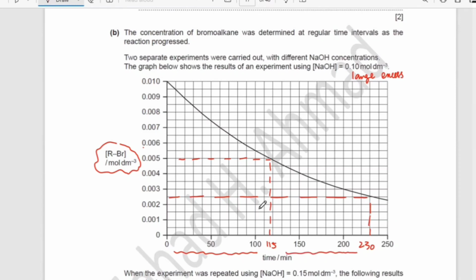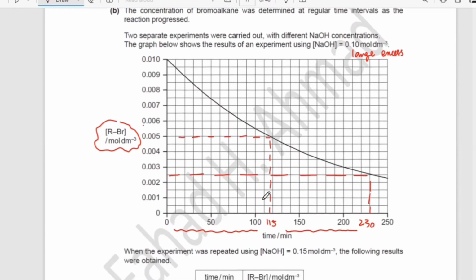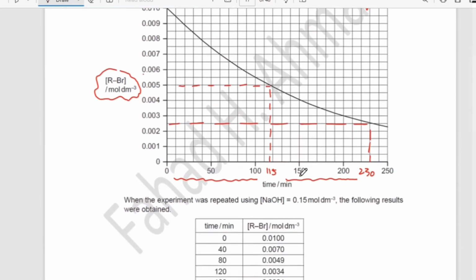So constant half-life, what is the order if it's a constant half-life? One, sir. That's order one. Constant half-life is order one. If the time doubled, that would be order two.